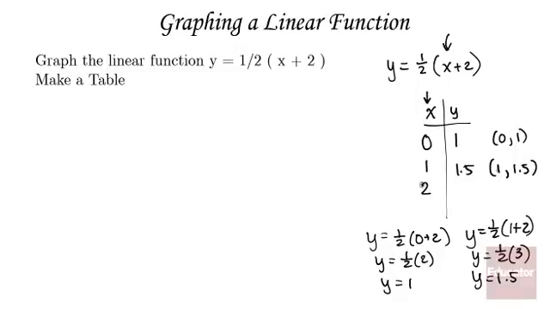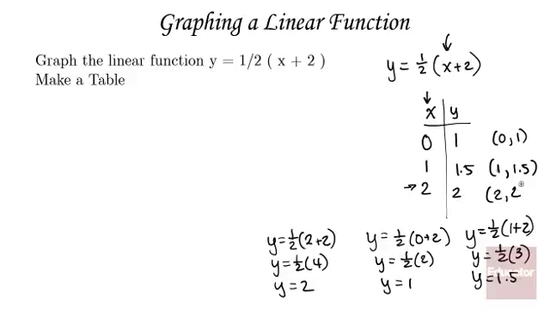And then next is an input of 2. So y equals a half of... Oops, no, this is an input of 2 here. The 2 was already there, so y equals a half of 4, and y equals 2. So my last ordered pair is 2, 2.